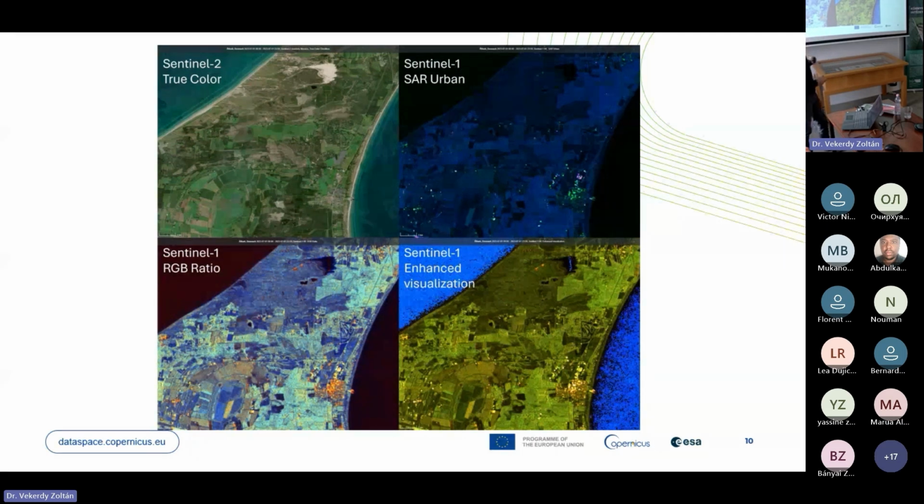Places with a lot of volume scattering are going to be green, forests, and places with a lot of double bounce, urban areas, are going to be red. And the sea is going to be completely black.